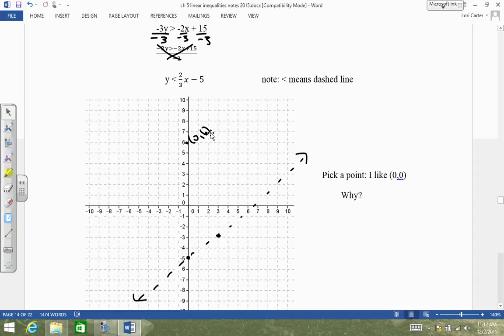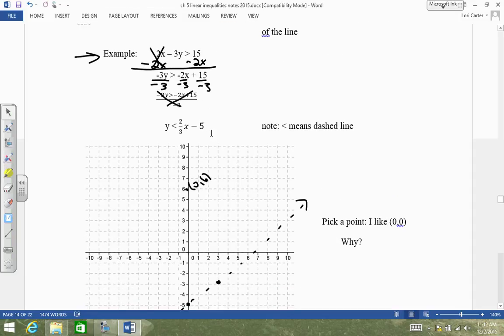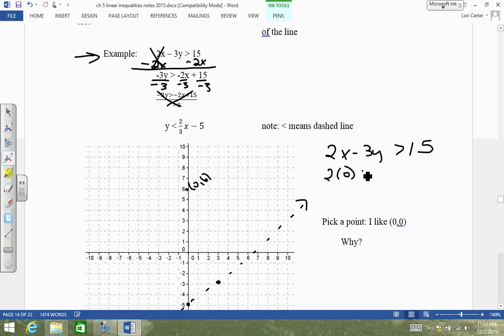What I want you to do is plug it into the original. Oh, okay. So we're going to go into 2x minus 3y is greater than 15. We're going to plug in 0 and 6 for the x and the y. Everybody good? Yeah. So 2 times 0 minus 3 times 6. Negative 18. Is negative 18 greater than 15? No. True or false? False.